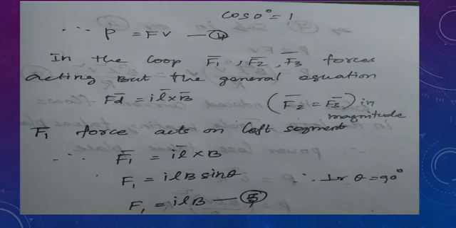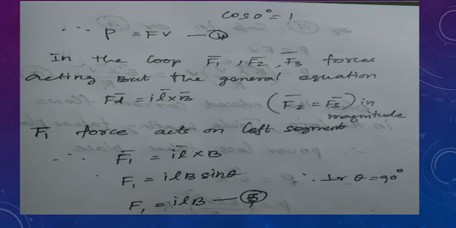The F1 force acts on the left segment, because the left segment is in the magnetic field. According to the Lorentz force, F1 is equal to IL into B sine theta. Here theta is 90 degrees, and sine 90 is equal to 1. Therefore the F1 force is equal to ILB. This is equation number 5.